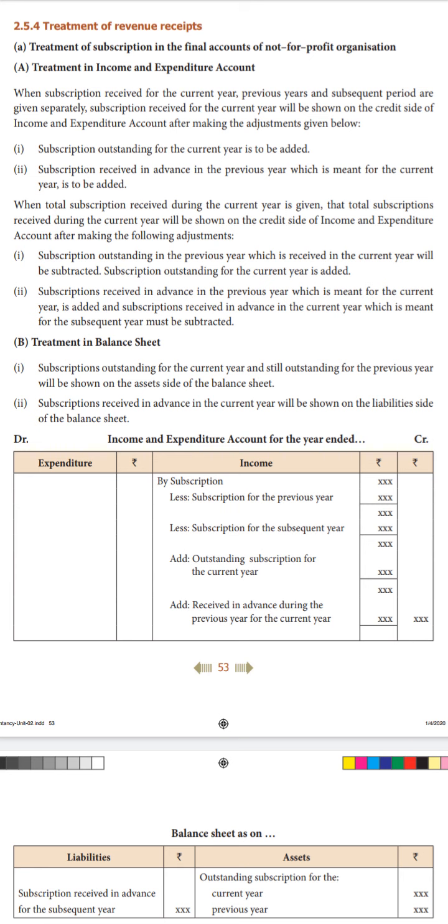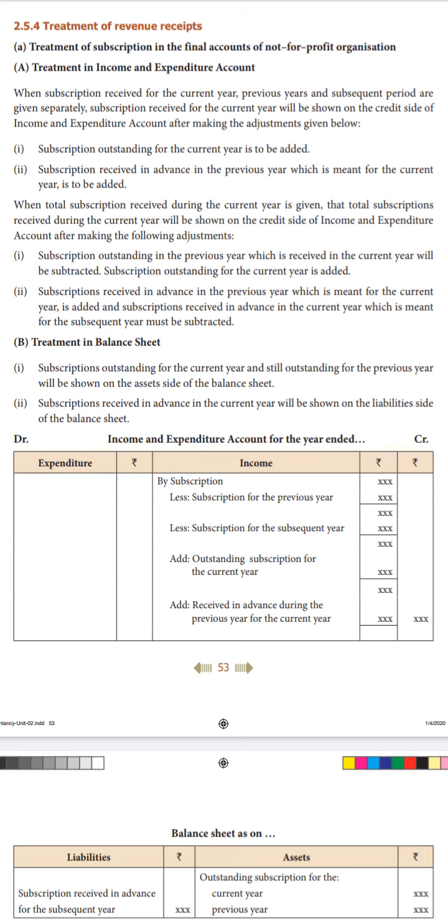The same way, when subscription is received in advance in the current year, say in 2020-21 you have received rupees 2000 for the next year, the amount which is to be received in 2021-22 has been paid in 2020-21 itself, which means you have received it in advance. In that case also you need to reduce that amount, that is, you have to subtract that amount.